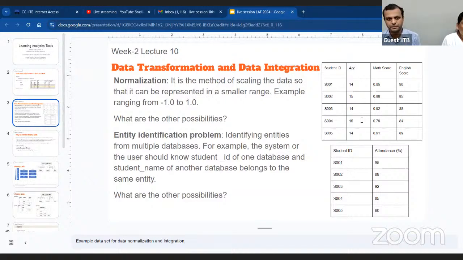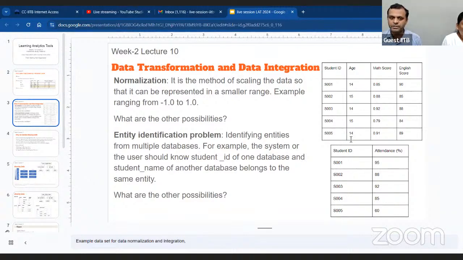That is the idea. Another thing is we have to do data integration. For example, we might have data collected in multiple tables. You might have one Excel sheet about students' age and math score. You might be maintaining another Excel sheet, or got an Excel sheet from a system which gives you the student ID and attendance. Now you want to merge it. The best way is to use a unique identifier, the student ID, in both, and you can integrate the data.